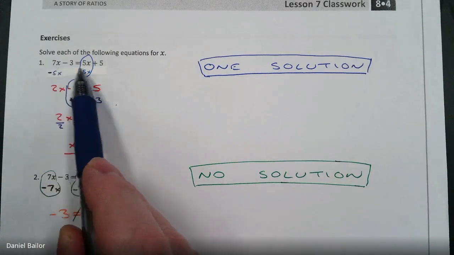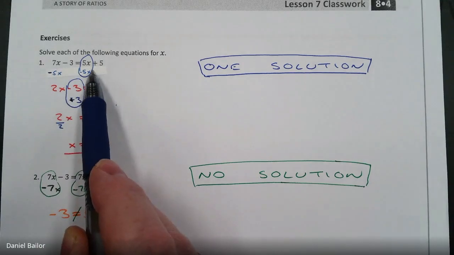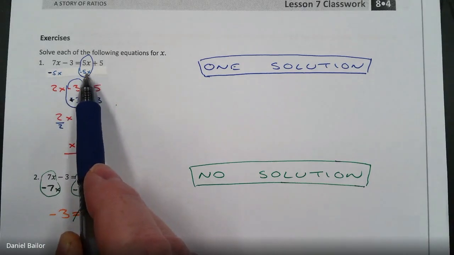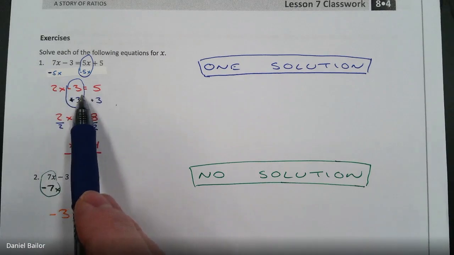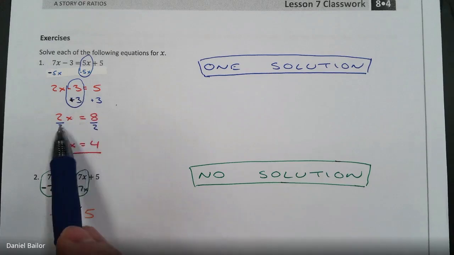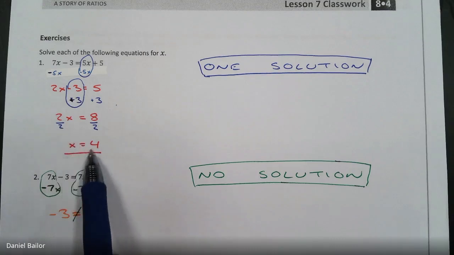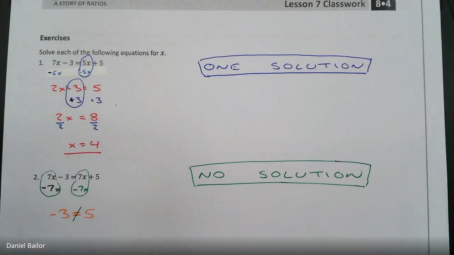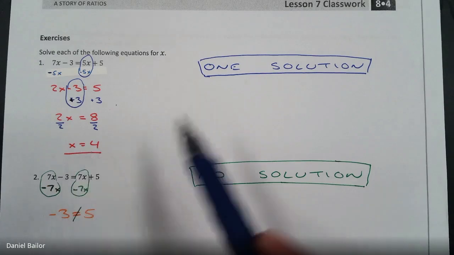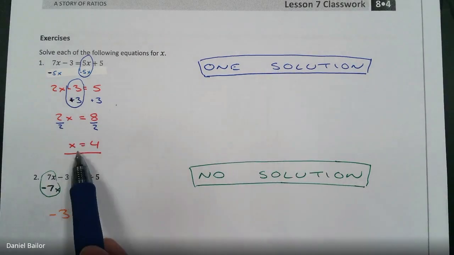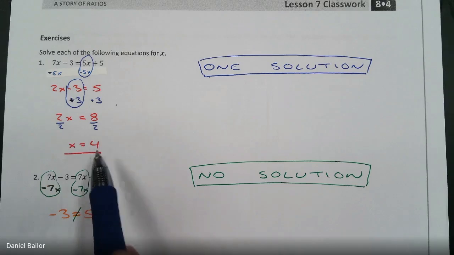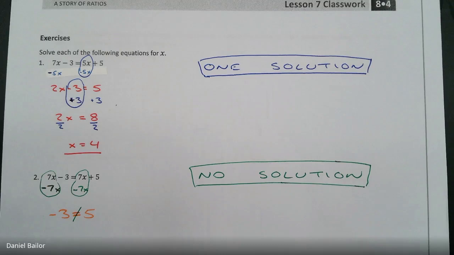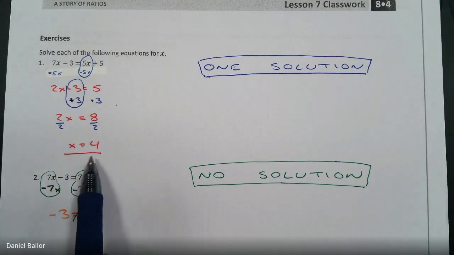We started with the equation. I used the subtraction property of equality to take 5x away from both sides. And so I get 2x minus 3 equals 5. Addition property of equality, add 3 to both sides, I get 2x equals 8. Division property of equality, divide by 2, I get x equals 4. Now, x equals 4 has one solution. X can only be 4. The equation works when x is 4, but it will not work for anything else. So it only works for one value.